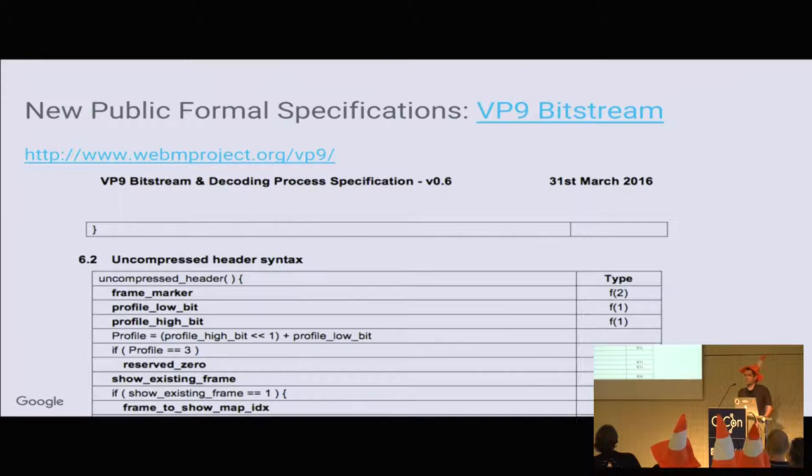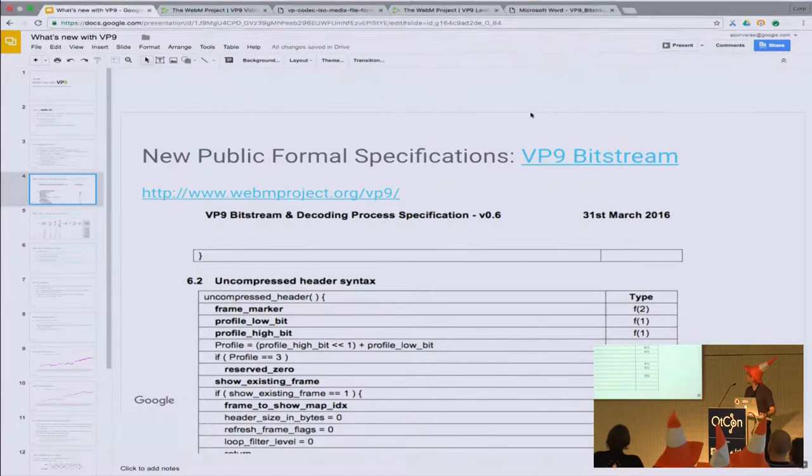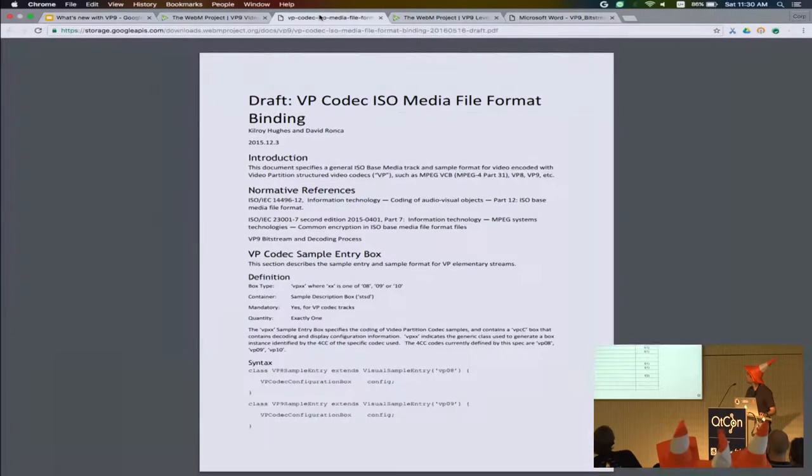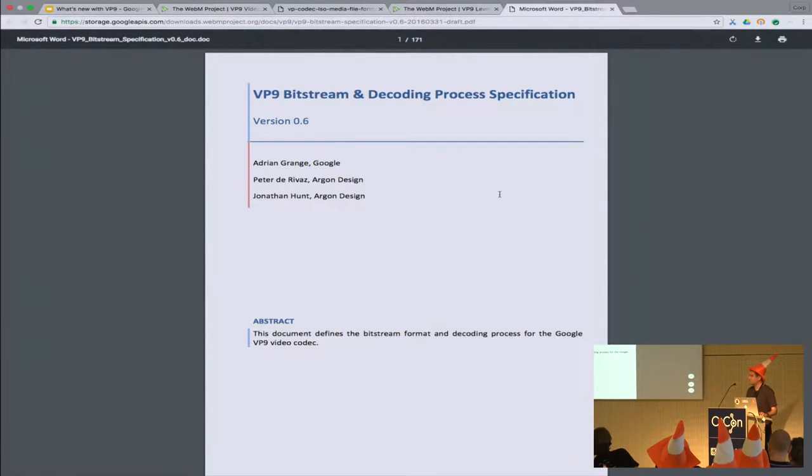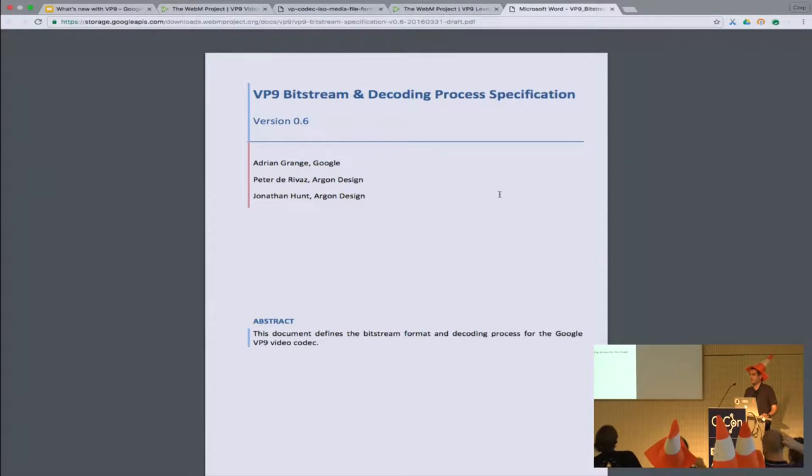So one thing that you all have been asking me for forever is a formal specification for VP9. And we actually have one of those now. Here it is. It should match the source code. If you find any bugs, please report them to our... that's open to interpretation, let's say. This was produced in a collaboration with Argon Design, though, who did a lot of mechanical verification work of it, so it should be pretty good.